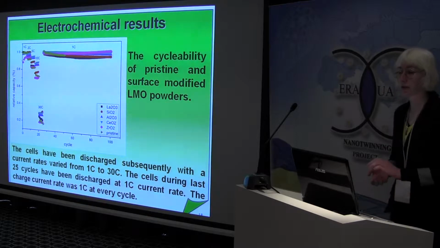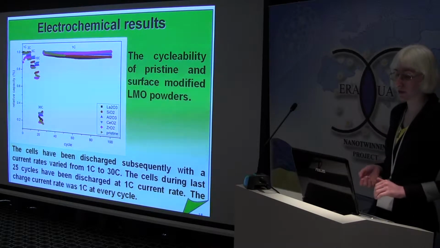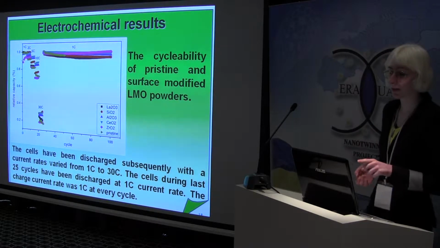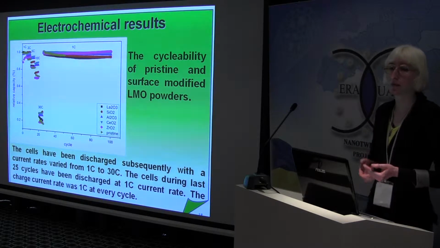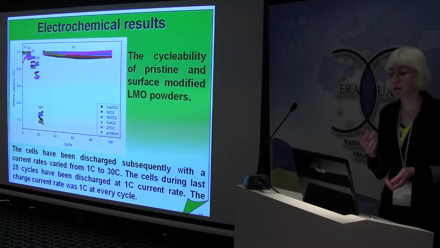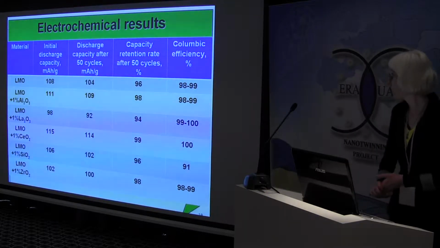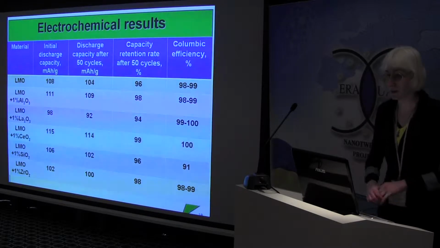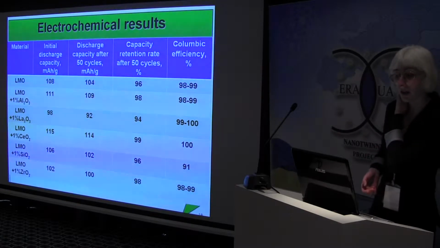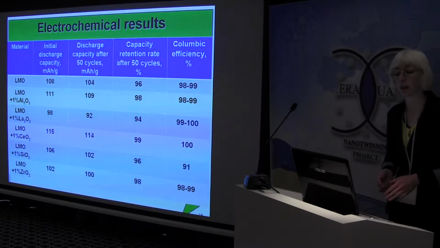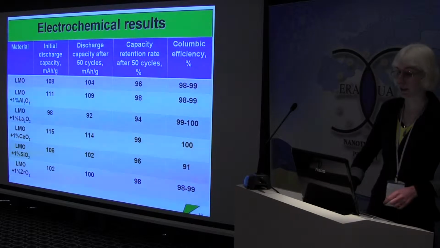And there are electrochemical results. You can see the cyclability of pristine and surface modified lithium manganese oxide powders. And when we look, the best results we obtain when we surface modify this lithium manganese oxide with zirconium dioxide, cerium dioxide, and aluminium oxide. So here you can see in the table the electrochemical results, and you can see that the best material which we chose was lithium manganese oxide with aluminium oxide and with cerium dioxide.